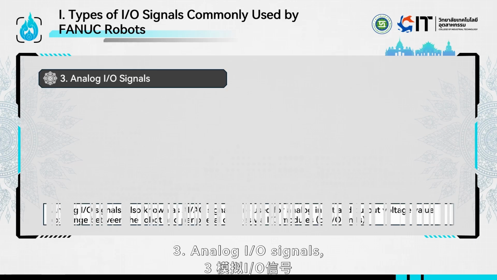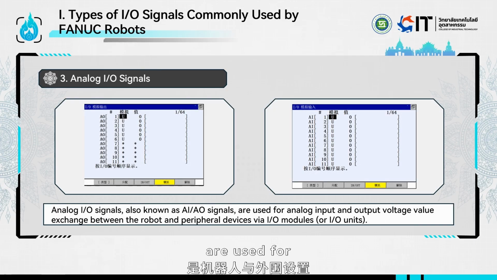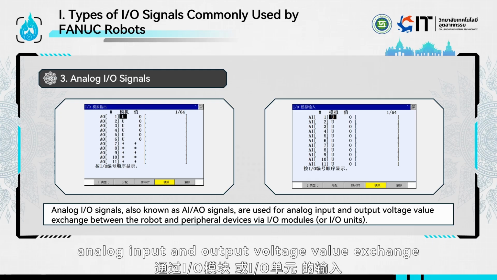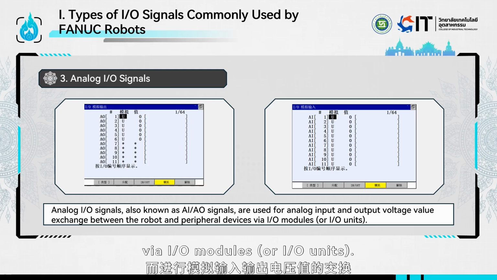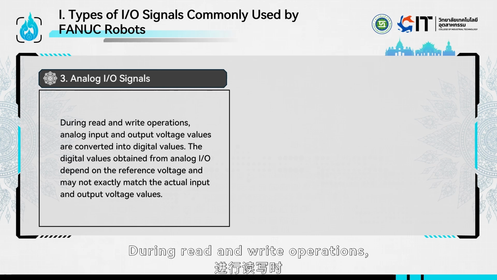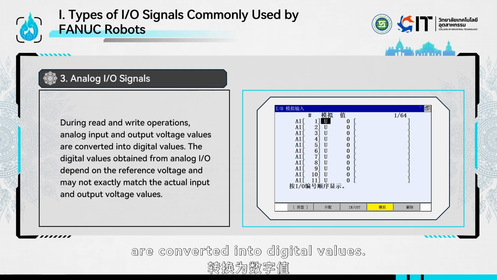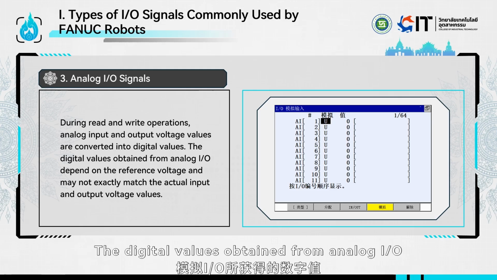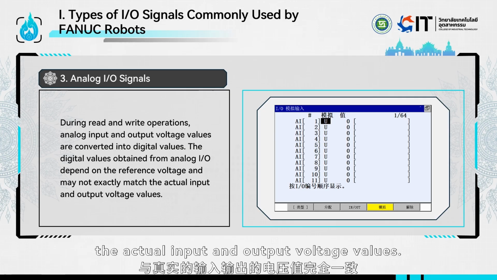3. Analog I/O signals, also known as AI/AO signals, are used for analog input and output voltage value exchange between the robot and peripheral devices via I/O modules or I/O units. During read and write operations, analog input and output voltage values are converted into digital values. The digital values obtained from analog I/O depend on the reference voltage and may not exactly match the actual input and output voltage values.